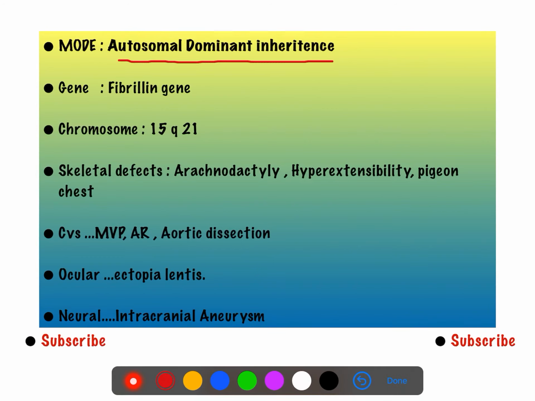It is autosomal dominant mode of inheritance. What is the gene defect in Marfan syndrome? Fibrillin gene. And the chromosome involved in Marfan syndrome is 15q. Q means long arm. This much you remember. So 15q, long arm of the chromosome. Because of the fibrillin gene defect, there is a connective tissue problem which leads to various symptoms and signs.